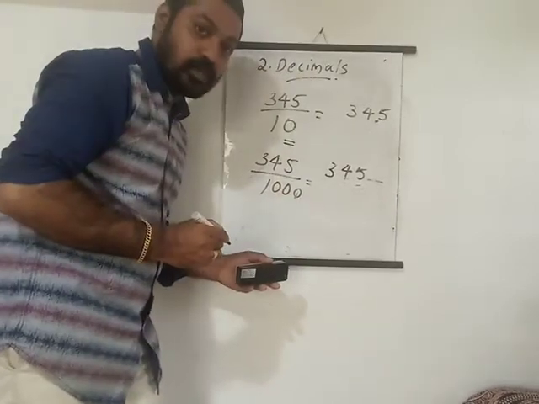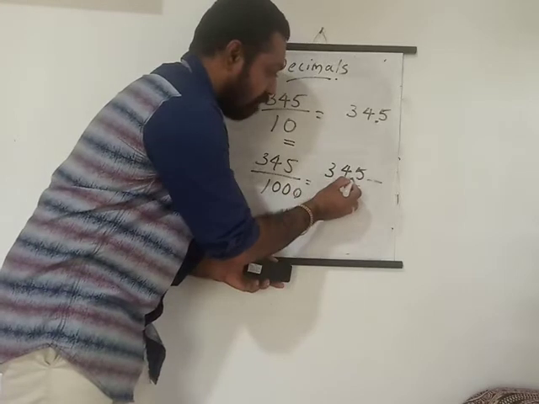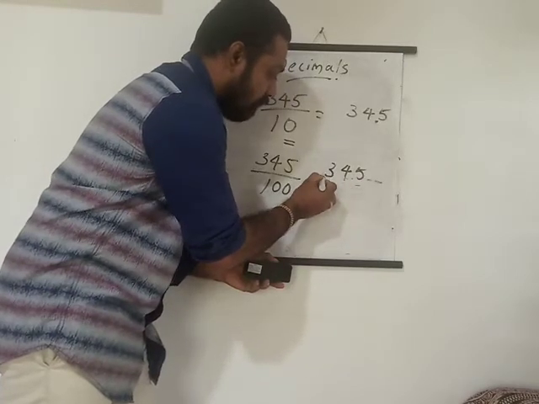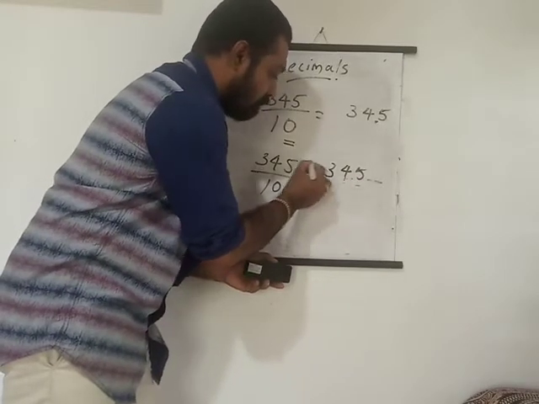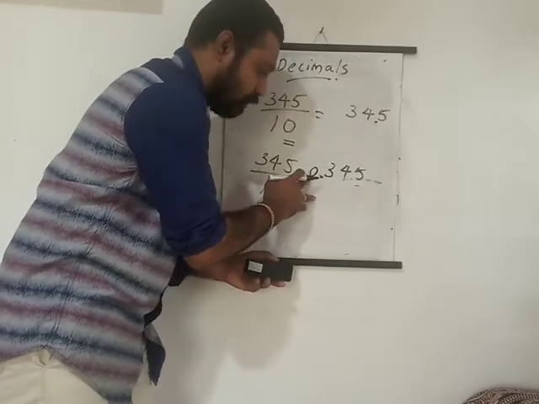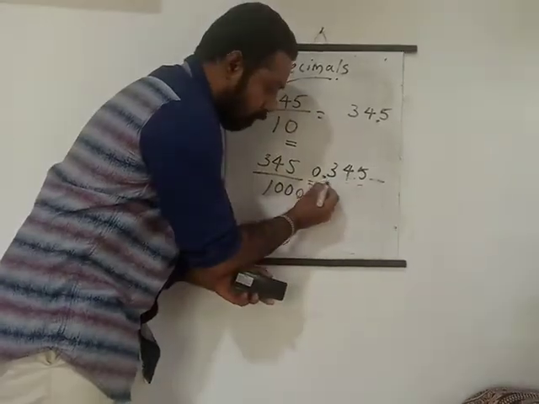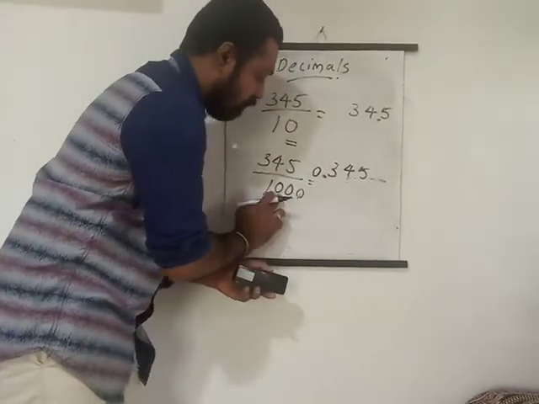345 divided by 1000. So 1, 2, 3. Isn't it? So you can write 0.345, or you can put a 0 here, because there is no other digit. So just put a 0 here. 0.345. After the point, how many digits? 1, 2, 3.